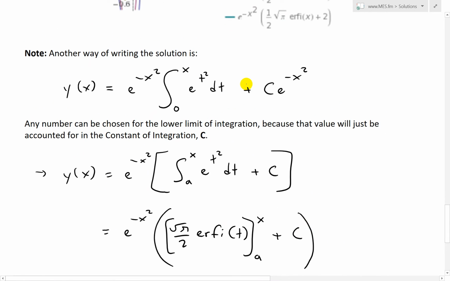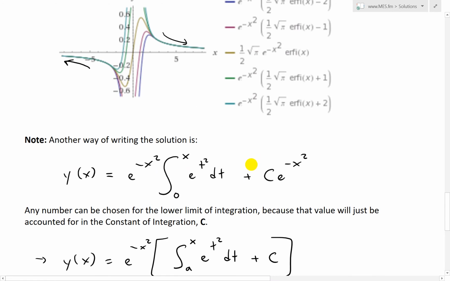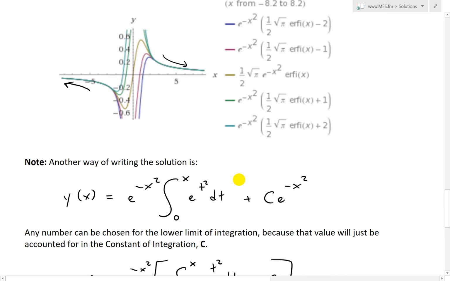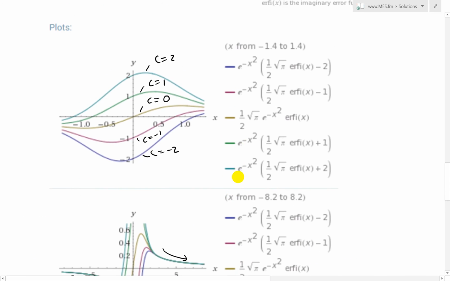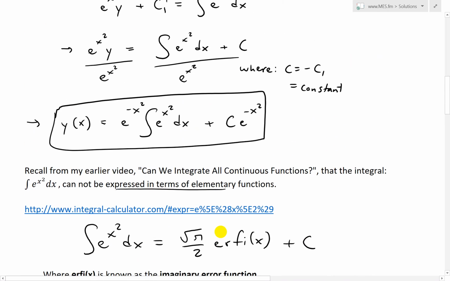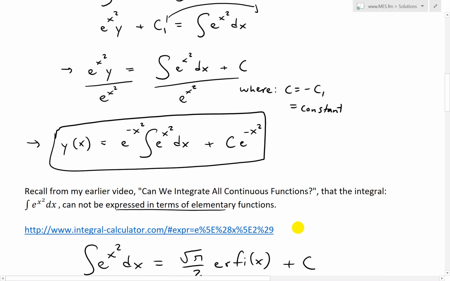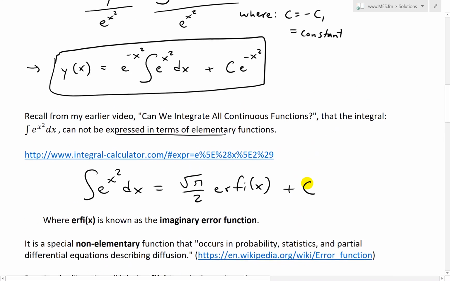I'm not 100% sure why my calculus book put it like this, but I assume it has something to do with how the error function is written. Anyways, I'll get to the error function in later videos, so stay tuned for that. Hopefully you enjoyed and followed through this pretty interesting example video on linear differential equations and a little preview of this imaginary error function.